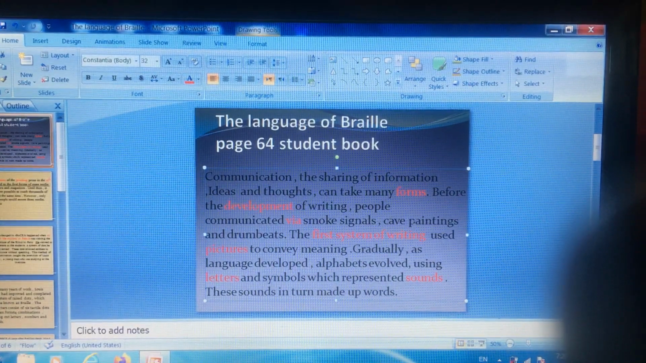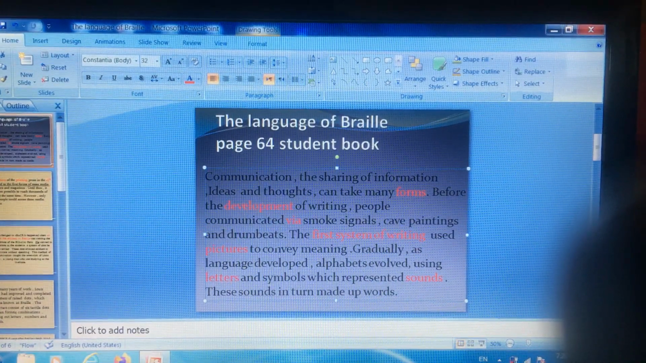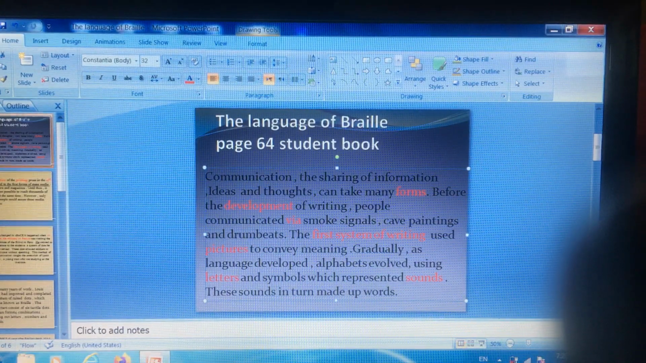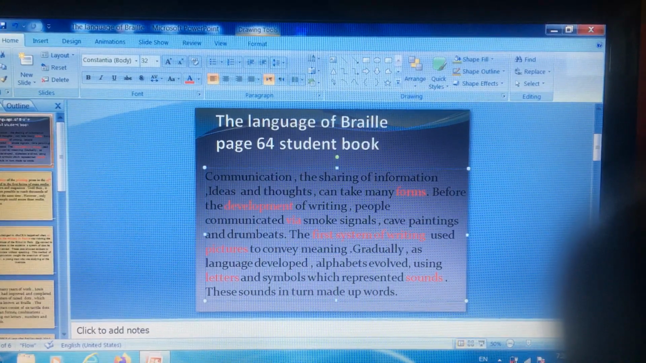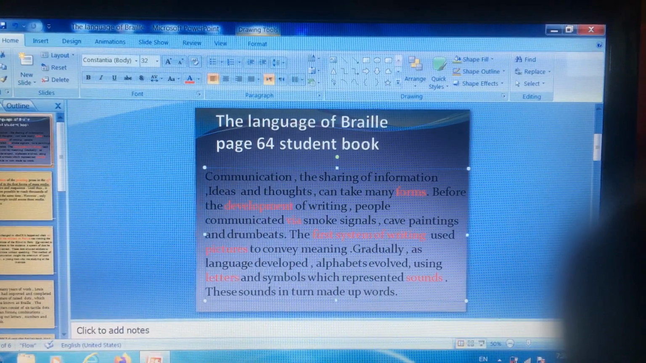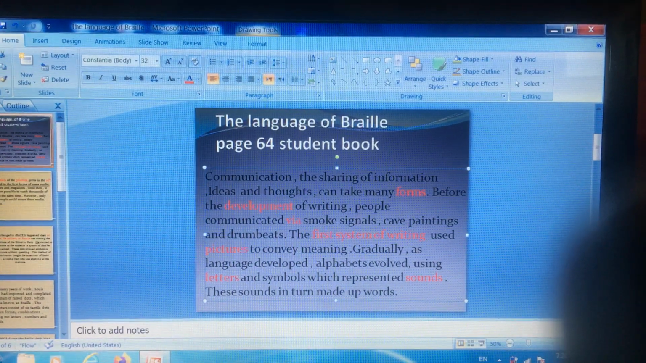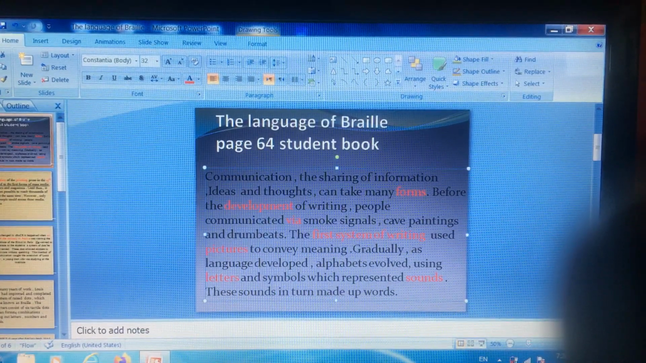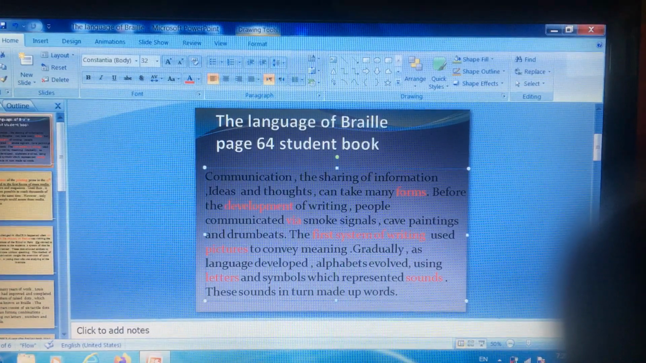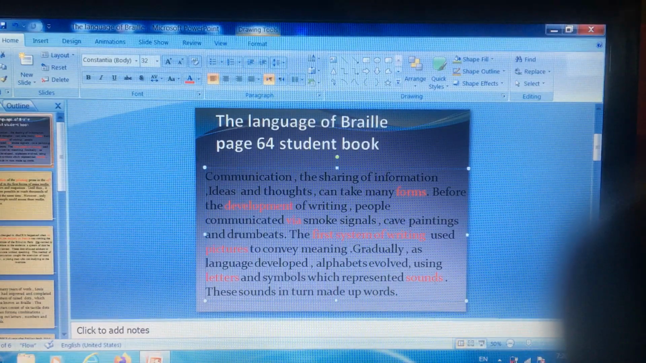The first system of writing used pictures to convey meaning، مثل الهيروغليفية اللي في مصر. Gradually, as language developed, alphabets evolved using letters and symbols which represented sounds.